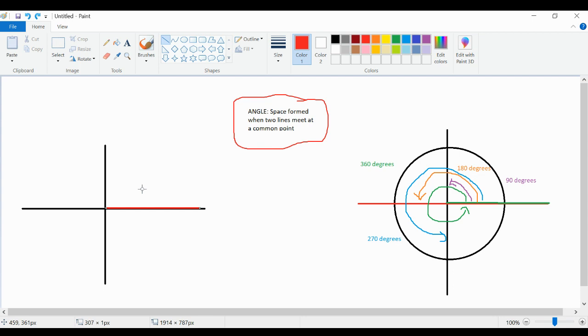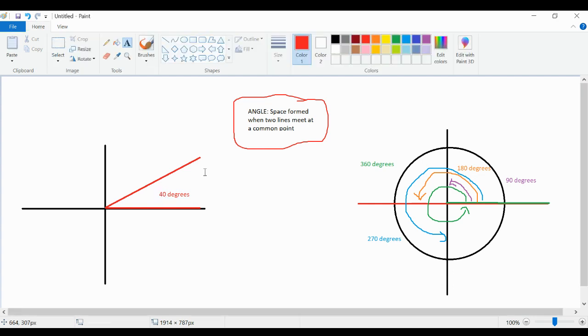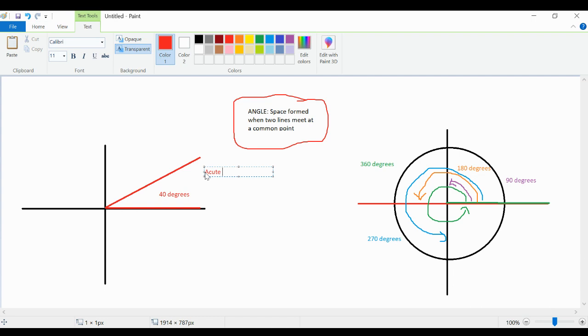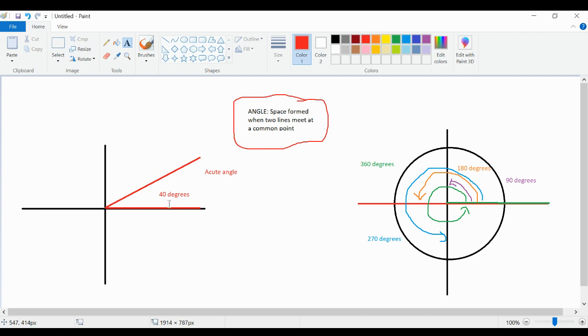Now, if we have an angle that is less than 90 degrees, so this would be 90 degrees, for example, something like this over here, this angle might be around 40 degrees. We'll discuss measurement later, but right now let's just say it's 40 degrees. Because this angle is less than 90 degrees, it has a name called acute. It's called an acute angle. It is less than 90 degrees. It's our smallest angle. So that's an acute angle.